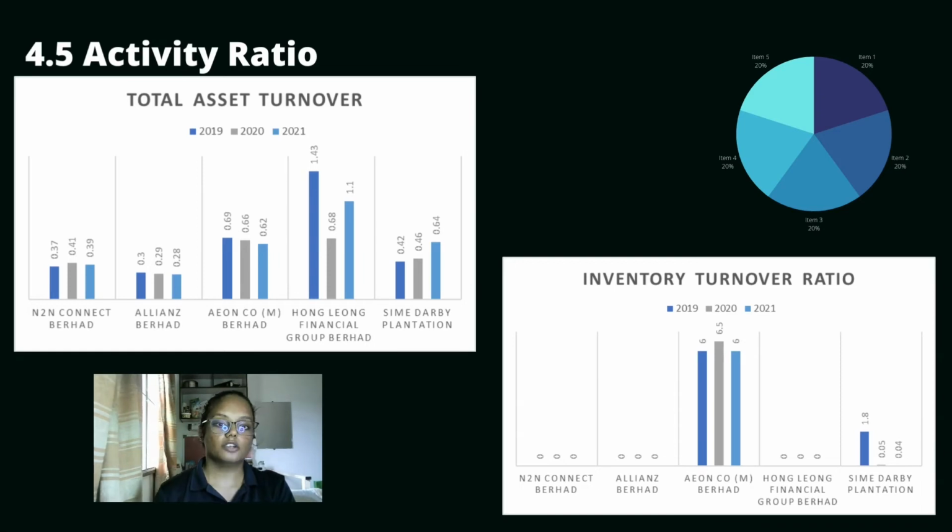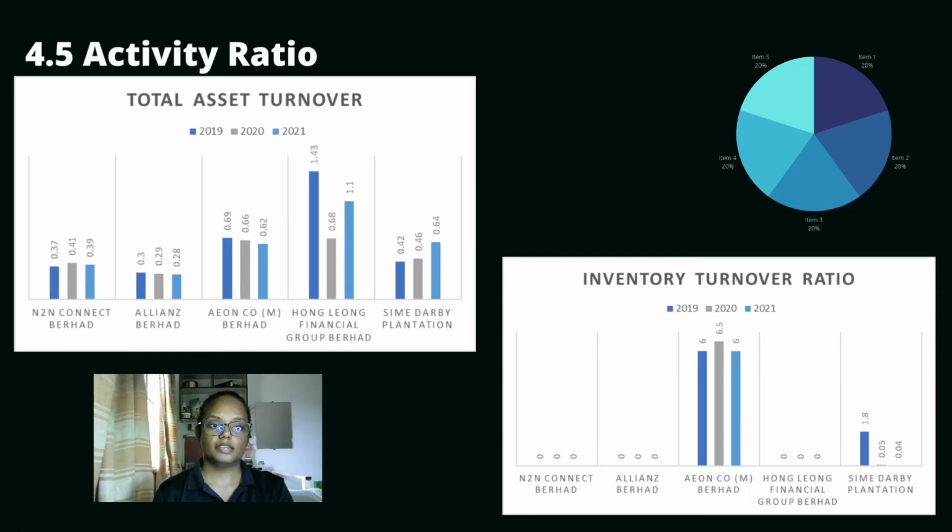The corporation is not utilizing its assets as effectively, as seen by the declining ratio of Alliance Berhad and Aeon Company Berhad. However, when compared to other firms, Alliance Berhad exhibits the lowest ratio. In the meantime, Hong Leong Financial Group Berhad's asset turnover ratio fell from 1.43 in 2019 to 0.68 in 2020 before rising to 1.1 in 2021. End-to-End Connect Berhad's asset turnover ratio grew marginally, between 0.37 to 0.39 from 2019 to 2021. This suggests that the business continues to preserve its assets and effectively uses them to boost sales.